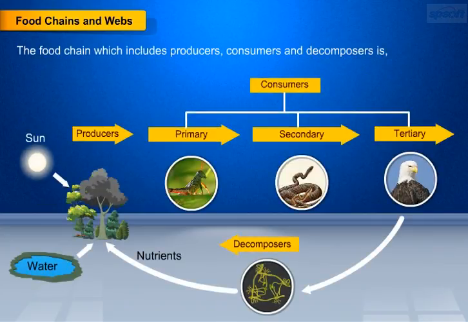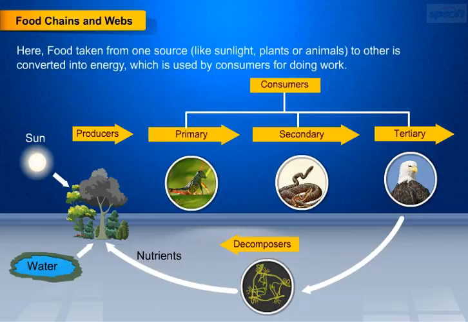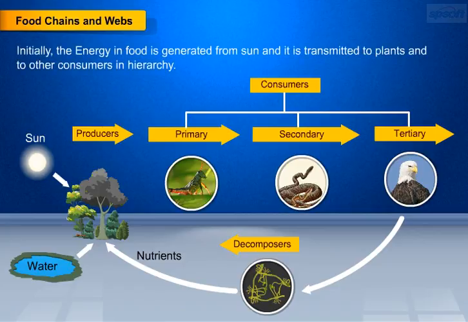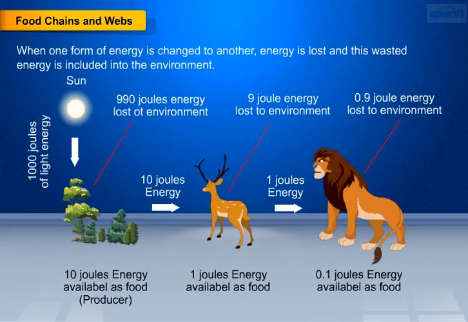The images on your screen show examples for food chain and food web. Food chain includes producers, consumers and decomposers, and food web includes food chains. Here, food taken from one source is converted into energy, which is used by consumers for doing work. Initially, the energy in food is generated from the sun, and it is transmitted to plants and to other consumers in hierarchy. When one form of energy is changed to another, 90% of energy is lost, and this wasted energy is released into the environment.